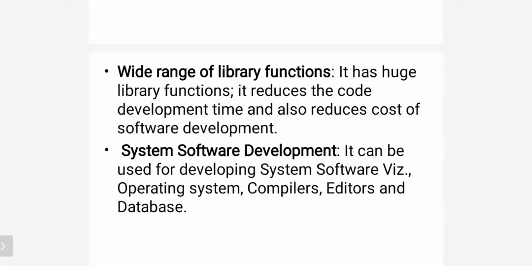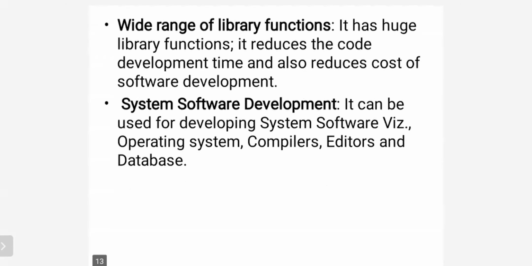Clear? Next, the last characteristic is system software development. What is system software development? System software development means the C++ language can be used to implement certain system software. For example, operating systems, compilers, editors, databases, linkers, loaders, etc. Clear? So these are all examples of system software.